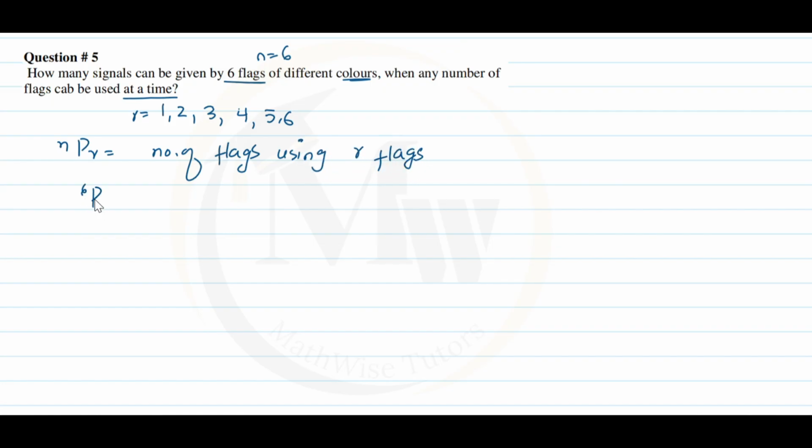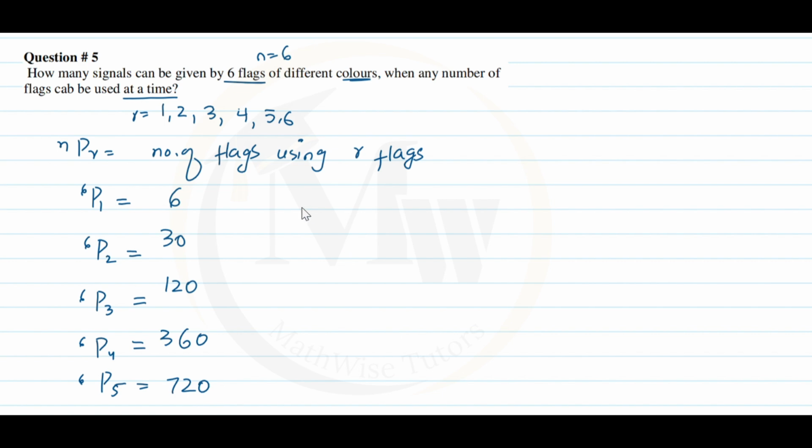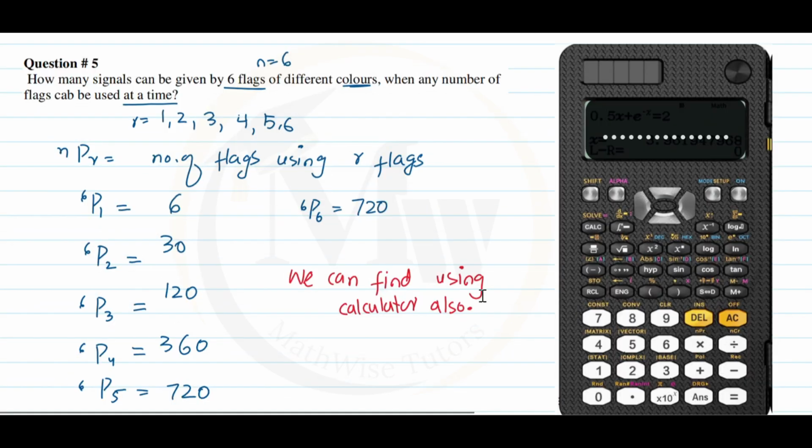So first we do 6 and we arrange 1. So 6P1, then 6P2, 6P3, we can find 6P4, 6P5, and by using the calculator you can find these values, which is 6, 30, 120, 360, 720, and 6P6. This is also 720. How to find by using directly from the calculator?